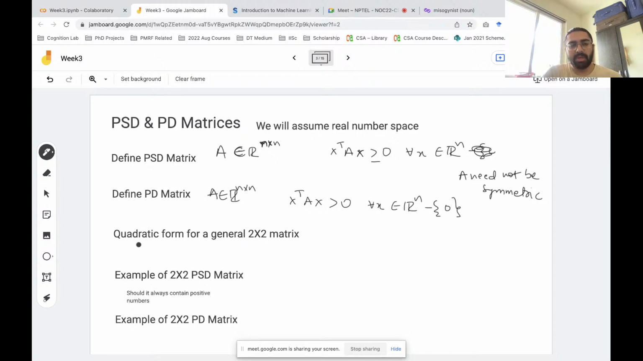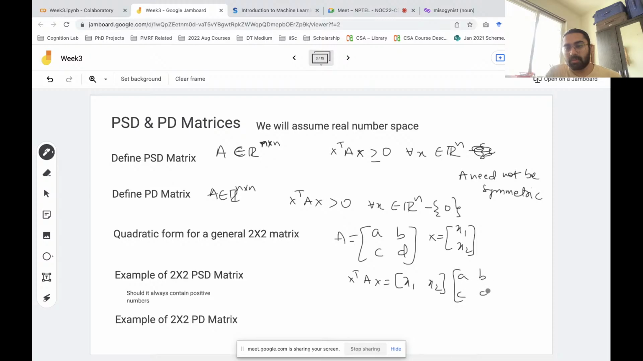Now we'll do something like seeing the quadratic form for a general 2 cross 2 matrix. So let's say A is a 2 cross 2 matrix like this, a, b, c and d, and x is, for example, x1 and x2. So what is x transpose Ax in this case? Anyone want to tell me what this matrix multiplication finally comes down to?